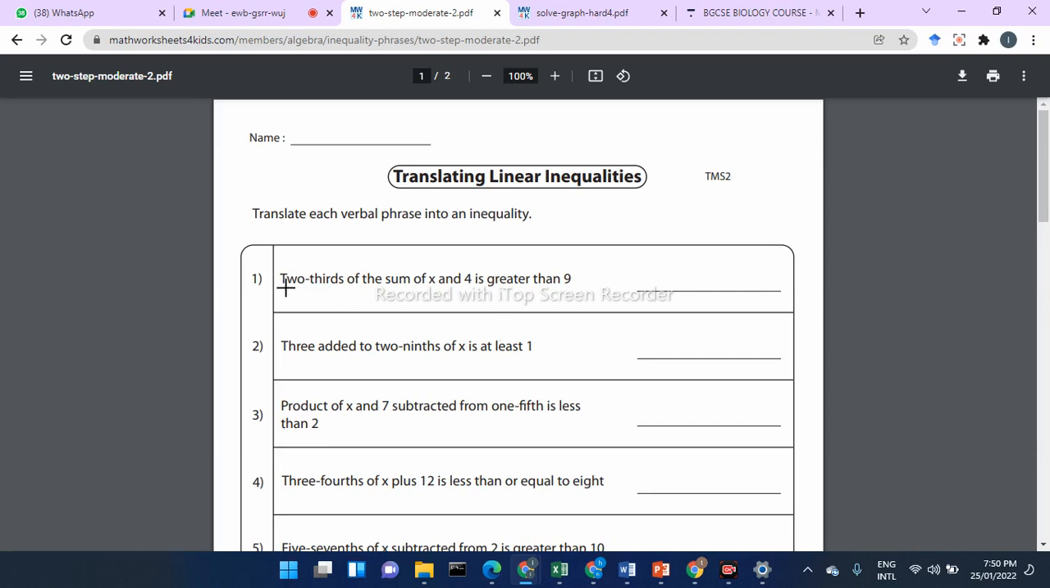They say here, 2/3 of the sum of x and 4 is greater than 9. So how would we translate that phrase into an inequality? 2/3 of the sum of x and 4 is greater than 9. Is 2/3.